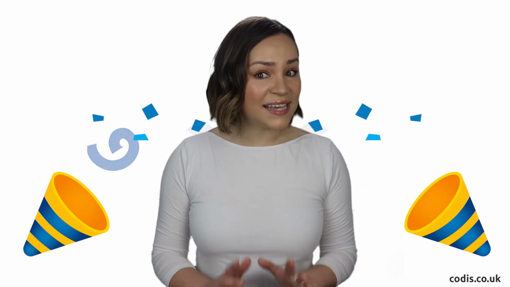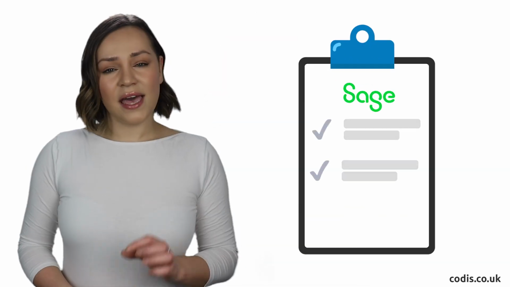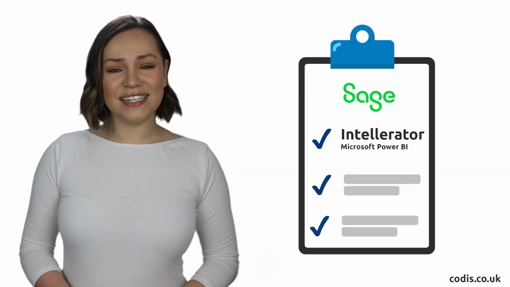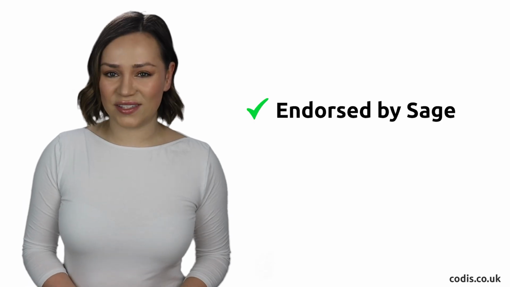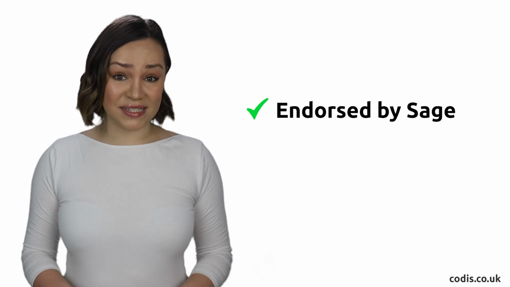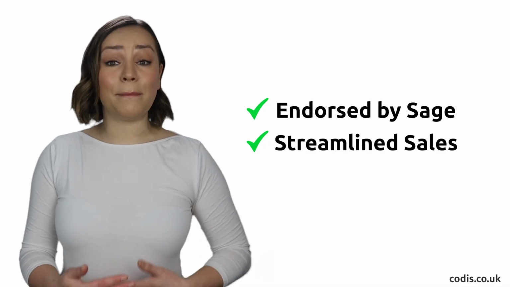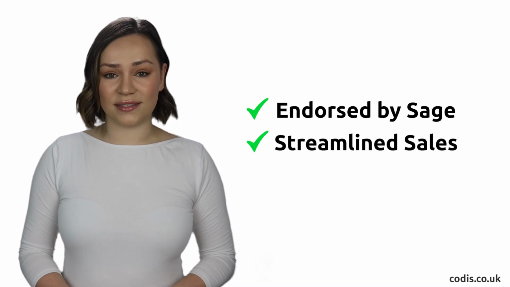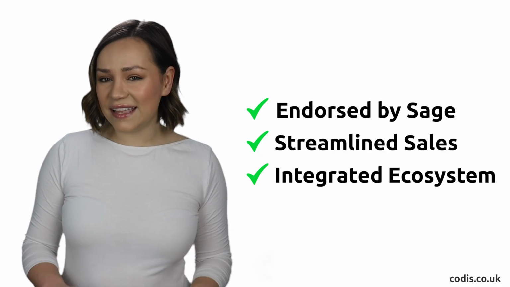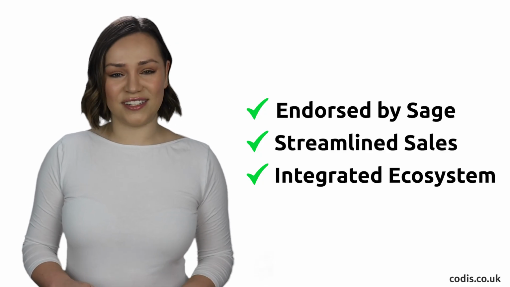Great news! Intellerator is now on the Sage 200 price list. But what does this mean? As the only business intelligence tool on the Sage price list, Intellerator is endorsed and available directly from Sage. Available through Sage channels, simplifying billing and licensing for partners, and seamlessly integrated with Sage 200.